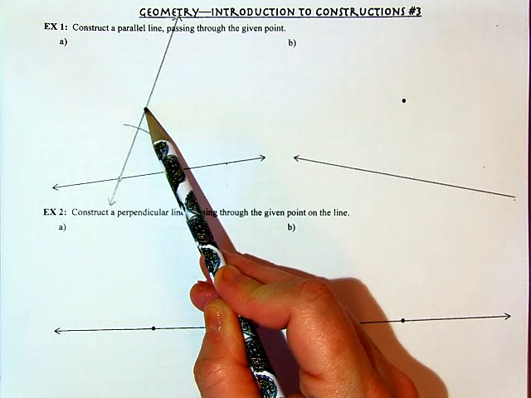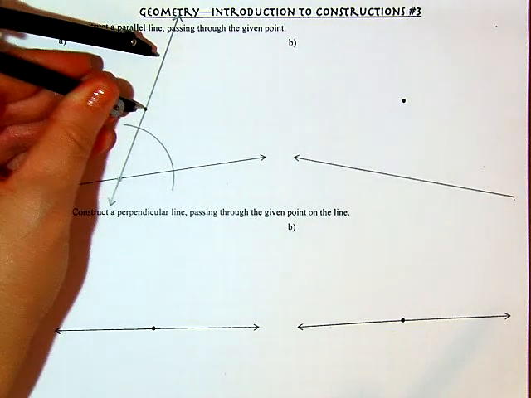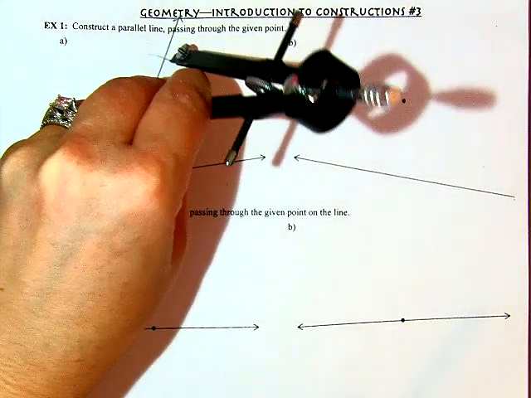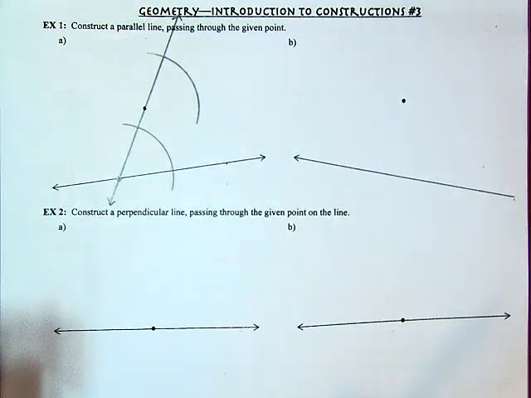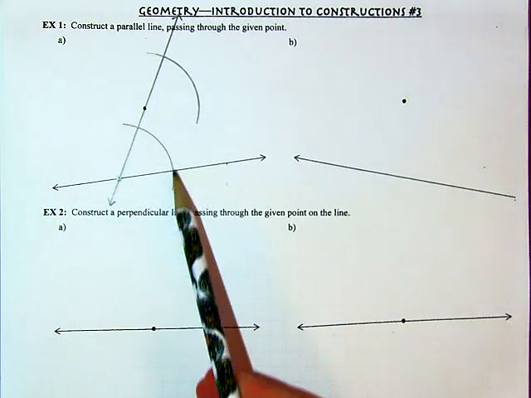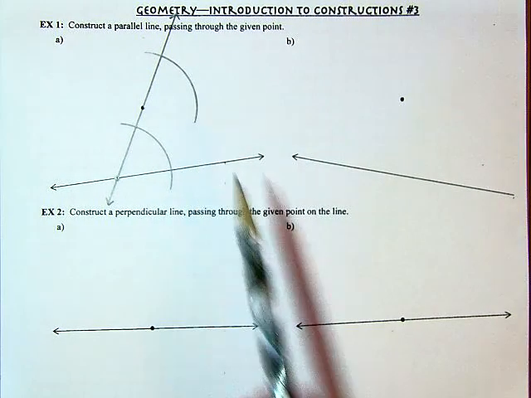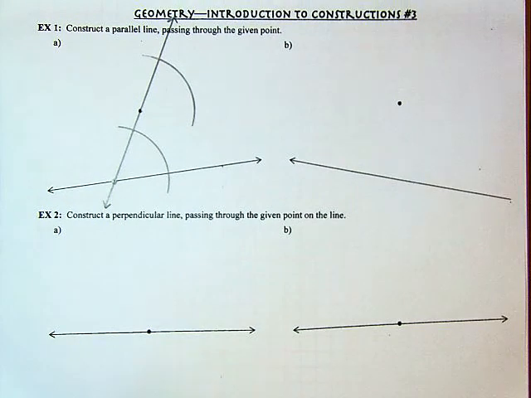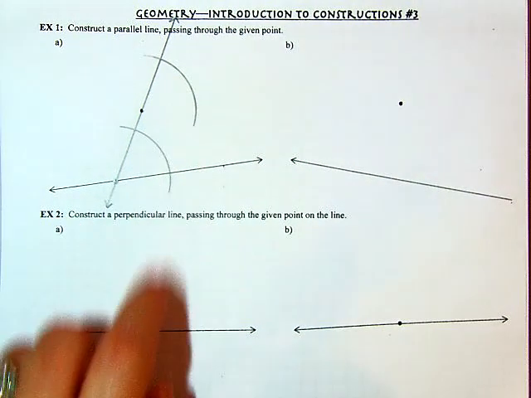Up here, I'm going to do the same motion. So I'm going to put my needle right here, and I'm going to draw an arc, just like so. All right, so my needle was right here. I drew this arc. My needle was right here. I drew this arc right here. So remember what I'm doing. I'm trying to copy this angle and slide it up into its corresponding spot.